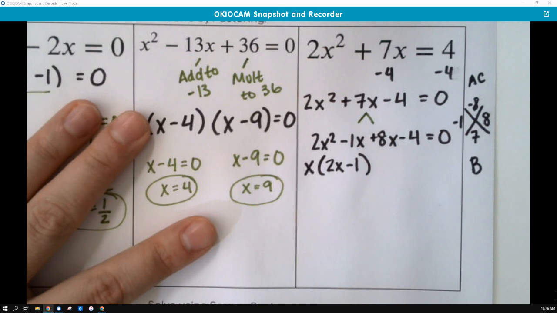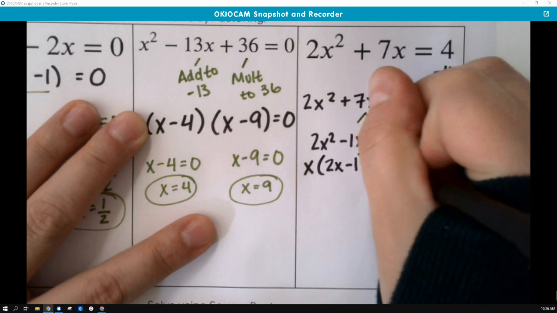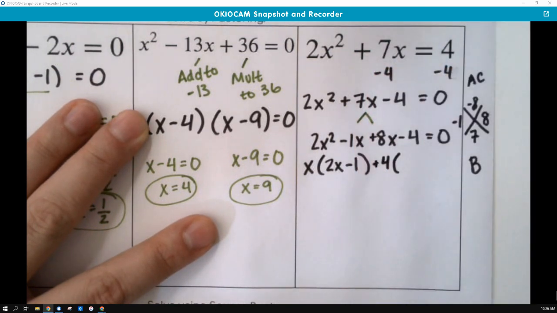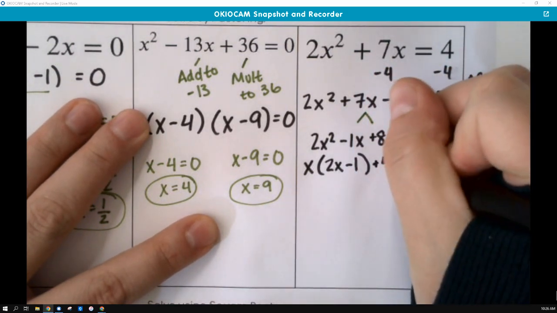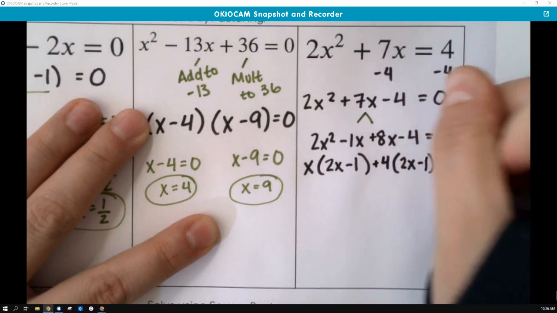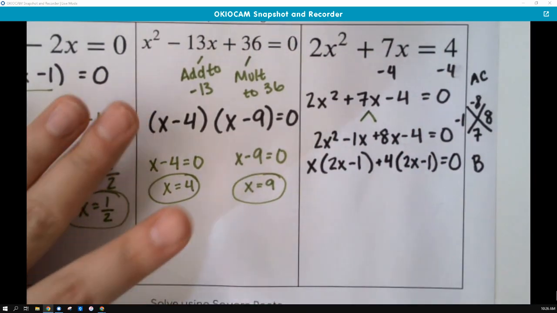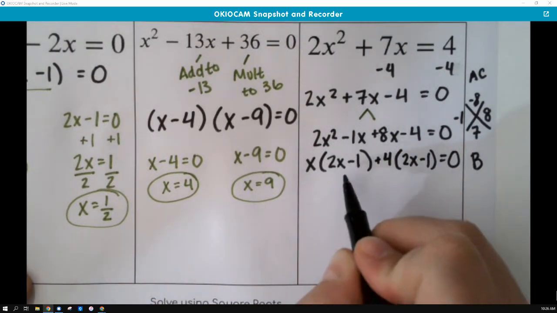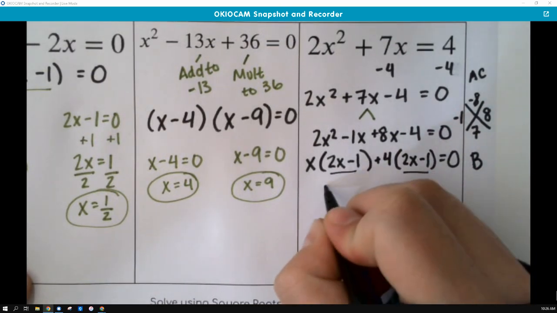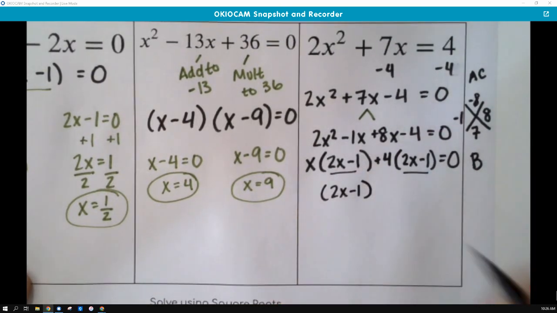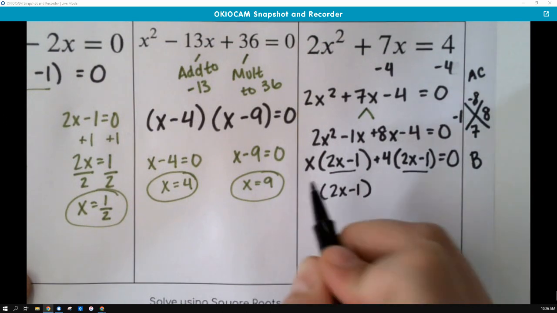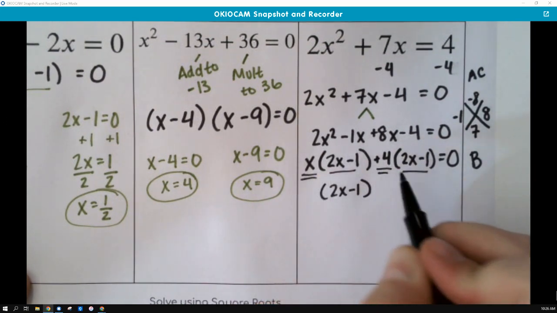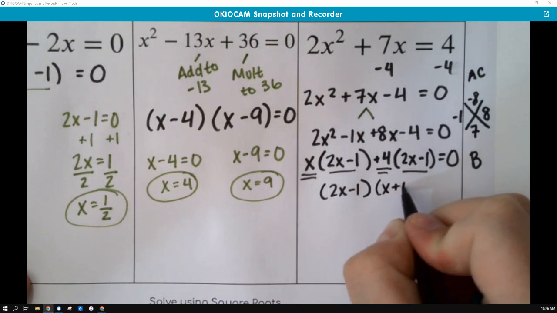You good? All right. And then out of 8x plus minus 4, I can pull out a 4. And so then that would be 2x minus 1. Okay, then these guys match. So that's 2x minus 1. And then our GCFs that we pulled out are our other two terms, our x and our 4.